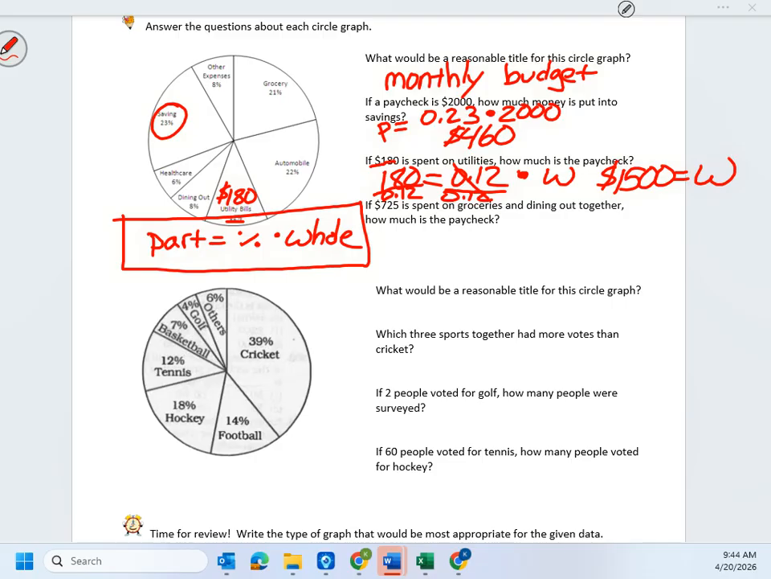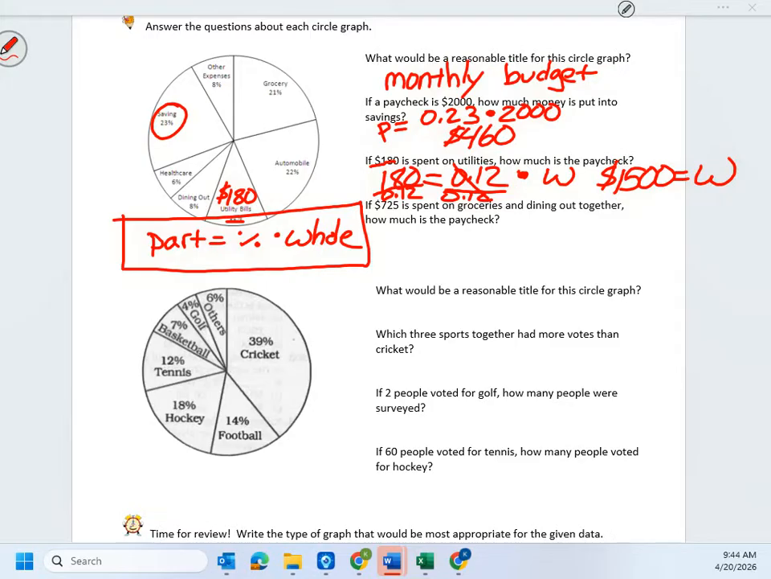So if you know the percent that's in our circle, sometimes you know the whole. We had a $2,000 paycheck. Sometimes you know the part, $180 on the utilities. Fill in what you know and then solve it. If you're solving for the whole, you have to do opposite operations. If you're solving for the part, you just multiply.